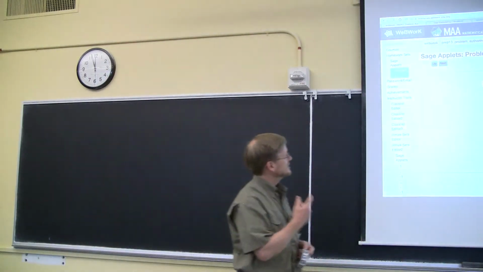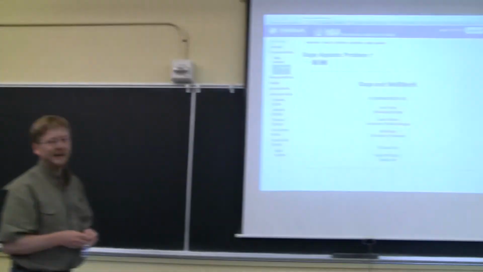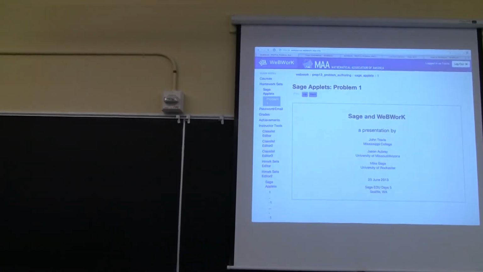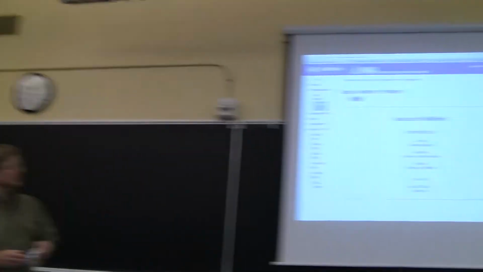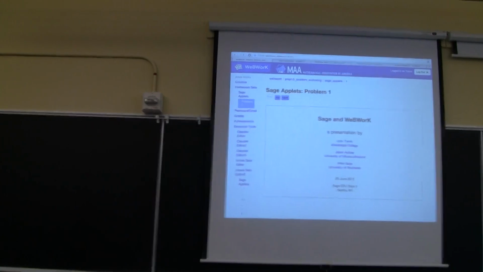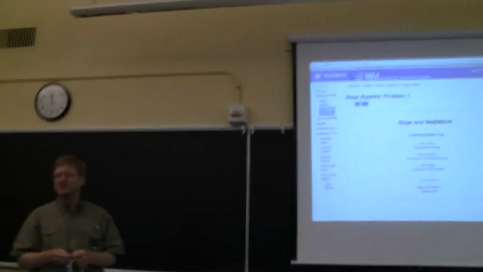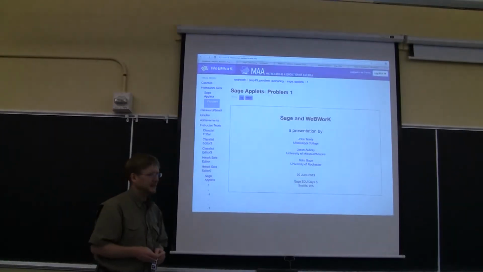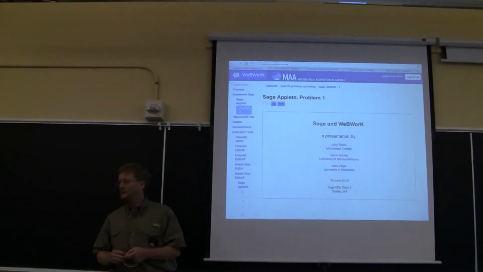All right, this is the first half. Jason's going to do the second half. This is me at Mississippi College, Jason Aubrey at Missouri, but soon to be Arizona, and Mike Gage at Rochester.